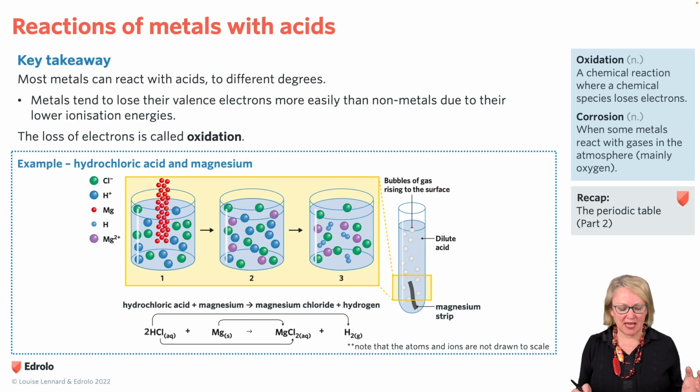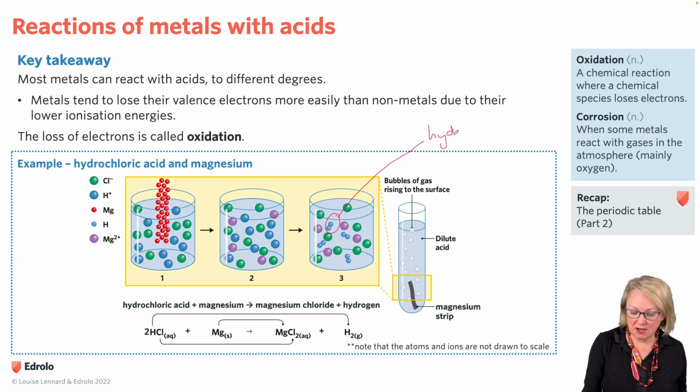Here we've got a particle model, if you like, of a common reaction, which you might have seen in the classroom, where we have hydrochloric acid and magnesium. So the magnesium strip is put in the hydrochloric acid. Now, none of the atoms or ions are drawn to scale, so don't look at the size of them. But you can see that the magnesium disappears over time.